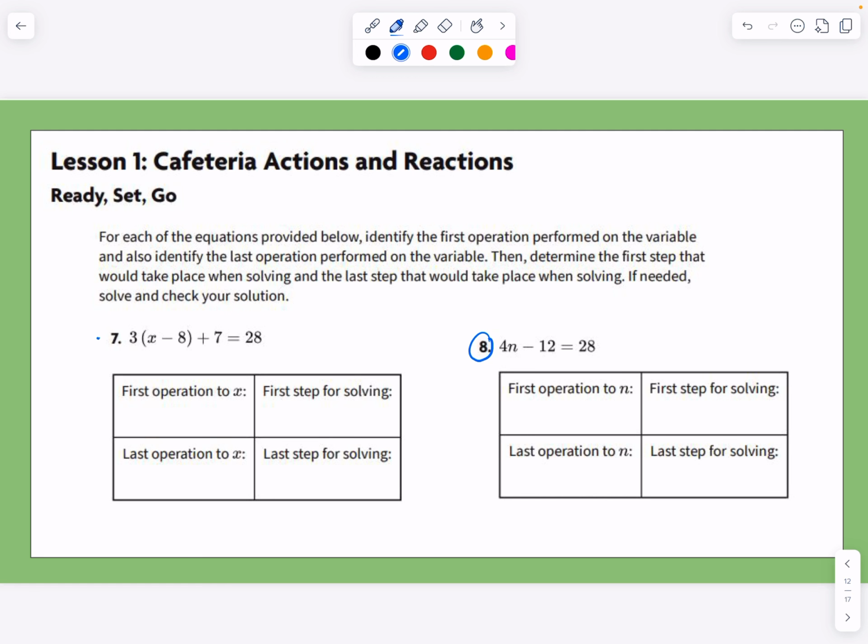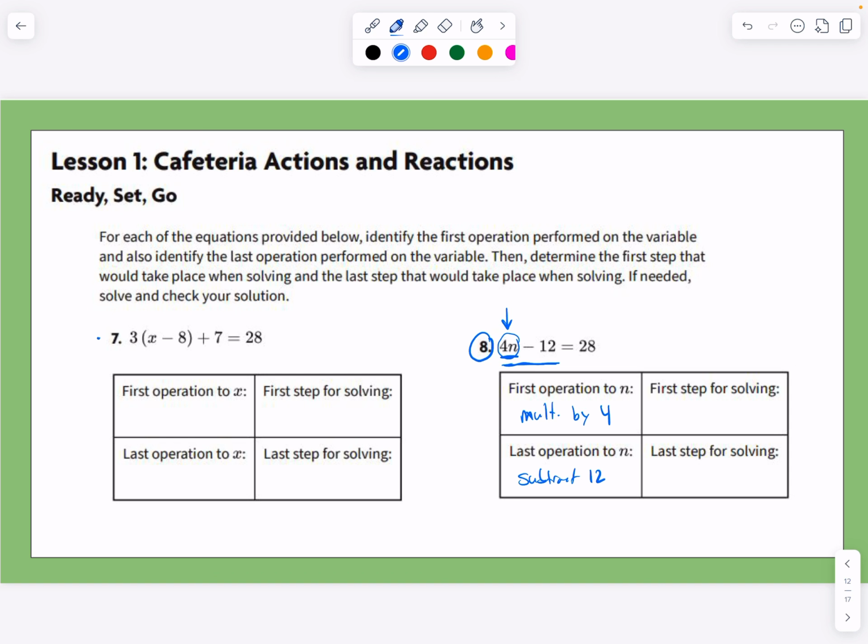So in terms of the n, the first thing I'm going to do to the n, in this case, is that the n is going to be multiplied by 4. That's the first thing that would happen to the n. Whatever the n value is, I multiply it by 4. That's the first step in my order of operations. The next thing, whatever that answer is, I would subtract 12 from it. So I begin by doing 4 times n, and then I subtract 12.